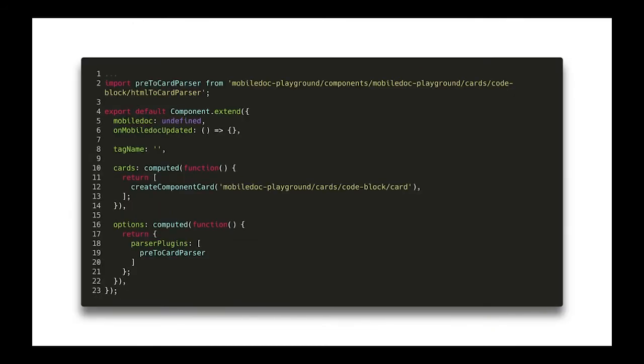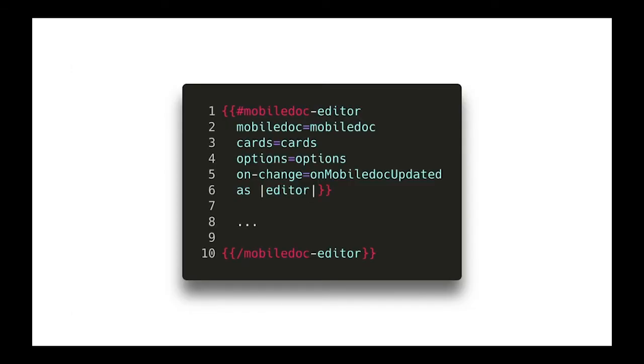And we have to modify the editor component JS to build an options object. That's on line 16. That contains an array of parser plugins, the one we created on line 19. And you can see where we import it on line 2. And then pass that options object to the editor in the template, line 4.